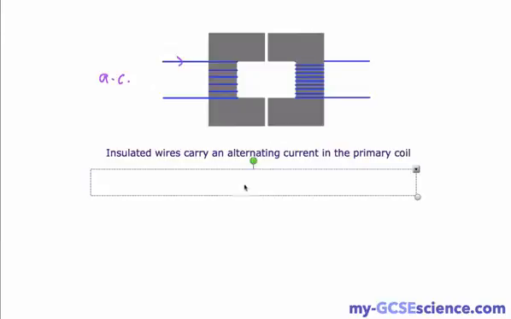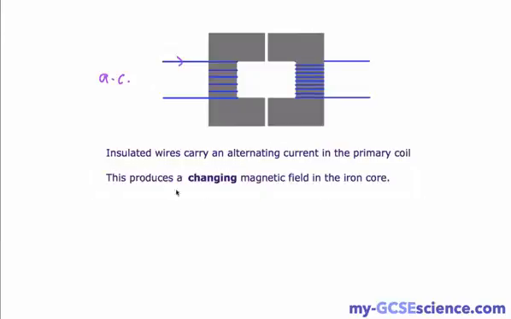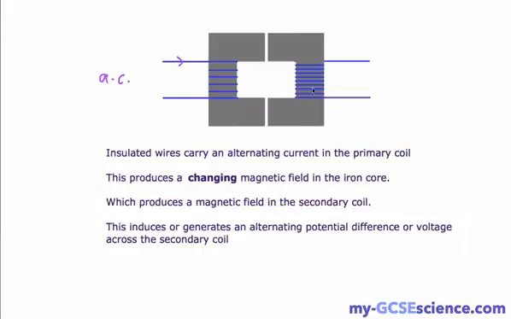Second sentence here is: this produces a changing magnetic field in the iron core. So the magnetic field is constantly changing. This produces the magnetic field in the secondary coil. This is called our secondary coil, and this induces or generates an alternating, which means changing, potential difference or voltage across the secondary coil. So we can use potential difference or voltage there. And the final thing is, an alternating current is produced in the secondary coil.